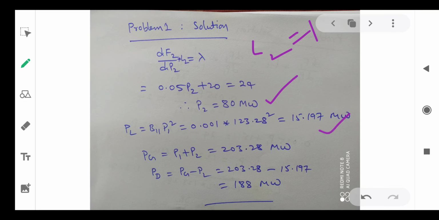PD is equal to PG minus PL, generation minus loss. So that is equal to 188 megawatts. So these are the answers.